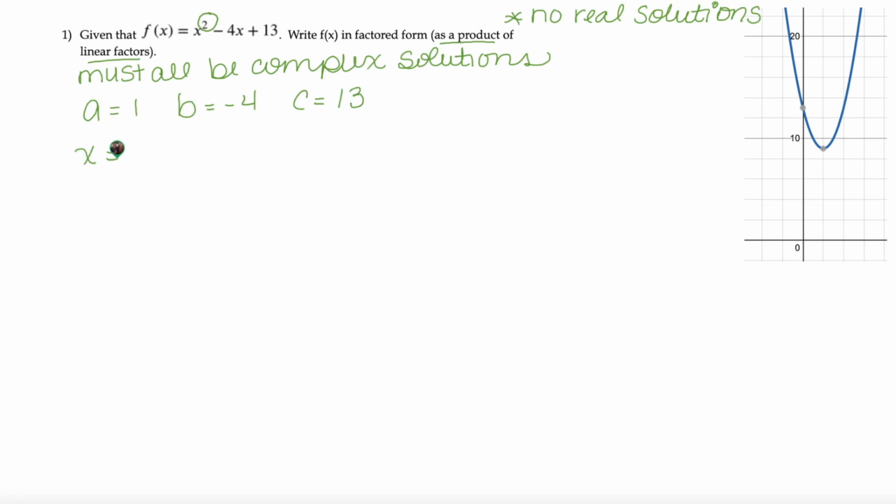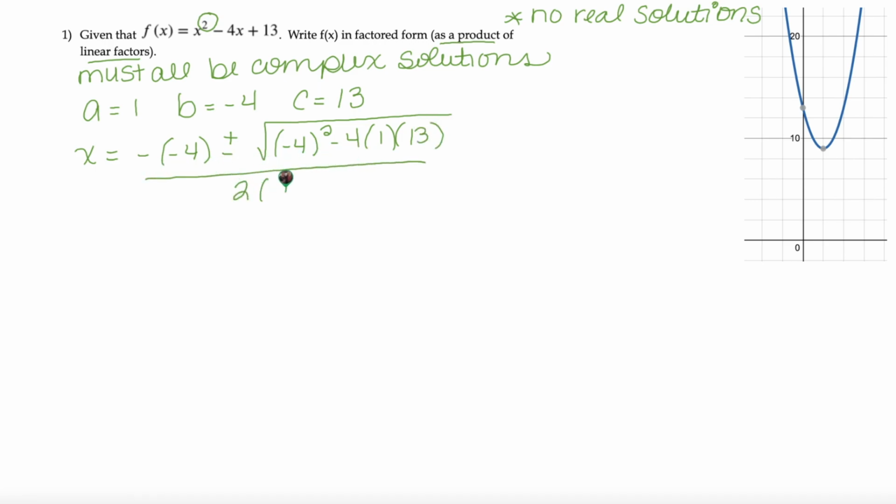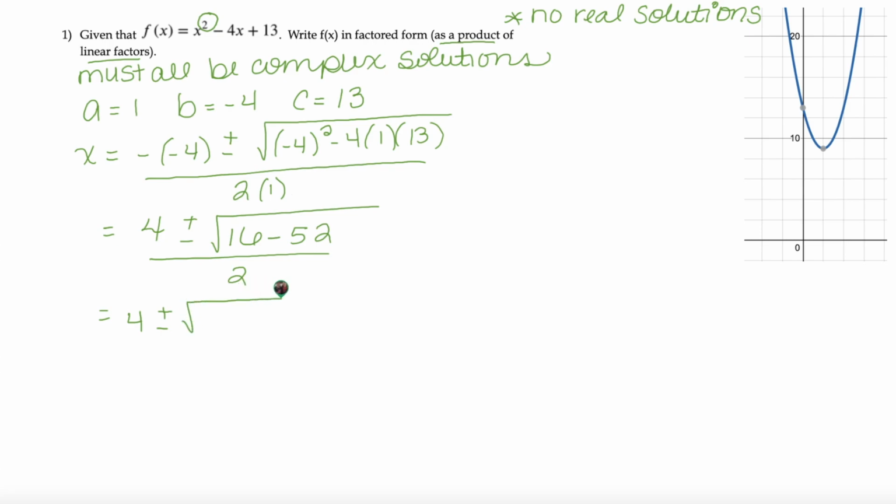Therefore, x is equal to the opposite of b plus or minus the square root of b squared minus 4 times our a value times our c value all over 2 times our a value. Oops, and our a value is 1, not a. Let's begin simplifying. Therefore, 4 plus or minus the square root of 16 minus 52 all over 2. This is then equal to 4 plus or minus the square root of negative 36 over 2.